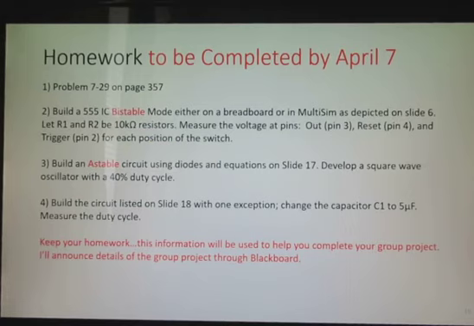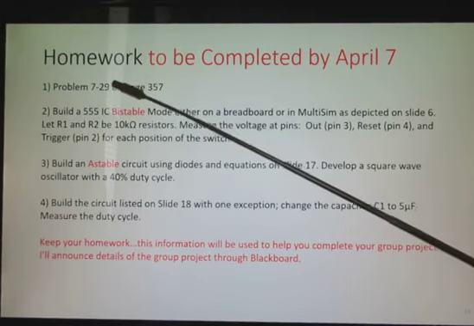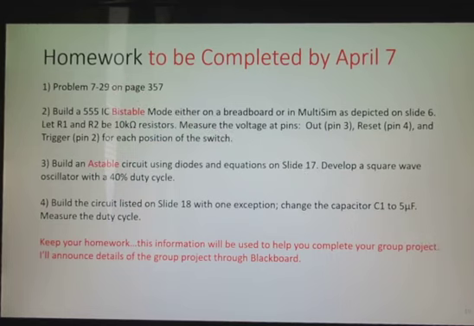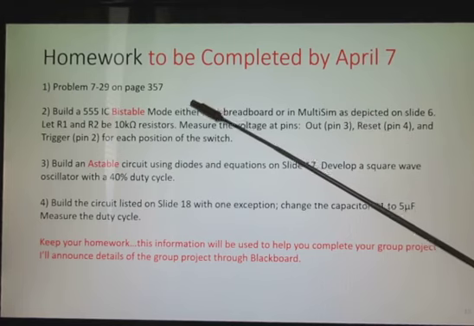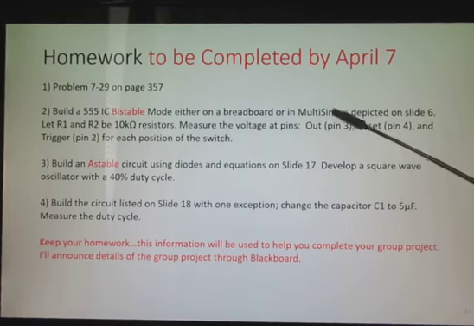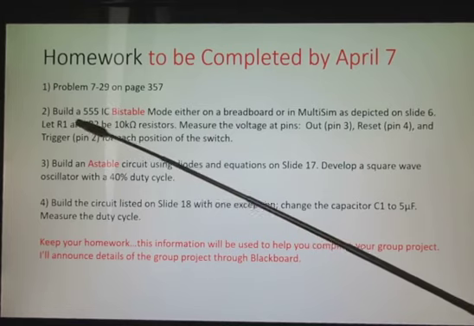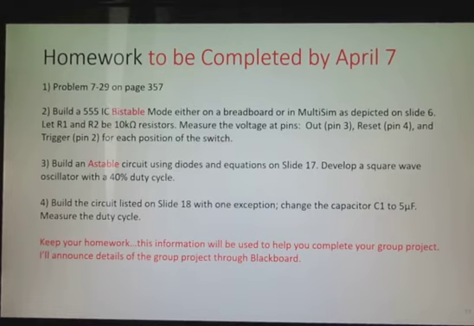So for homework, I'd like this to be completed by April 7th. Problem 729 on page 357. Build a 555 IC bistable mode, either on a breadboard or in Multisim. And you can look at slide 6 for an idea how to set that up. And here are the components. R1 and R2 should be 10K. Measure the voltage at the output pin 3. And we want to measure the voltage at pins 4 and 2 for each position of the switch.